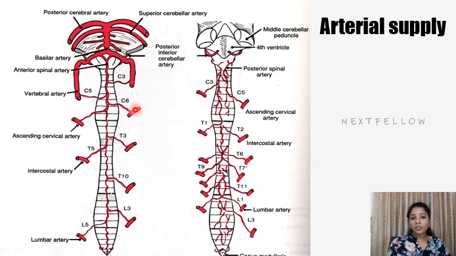So there are reinforcing arteries present in each part of our body, which are called segmental arteries. There are segmental arteries in the neck called ascending cervical arteries, segmental arteries in the thorax called posterior intercostal arteries, and segmental arteries in the lumbar region called lumbar arteries. So these are the segmental arteries which reinforce the arterial chain descending from the anterior spinal arteries.